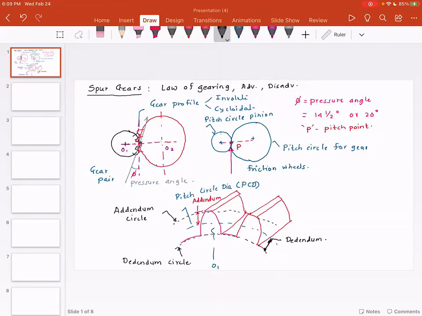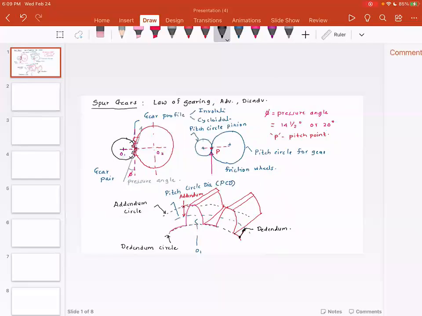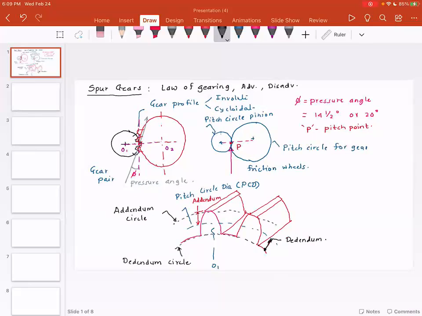Now, here is something important. The most important parameter in the gear is called the module, which is called M. This is the most important parameter in the gear. This is the ratio of the pitch circle diameter, PCD, divided by number of teeth.